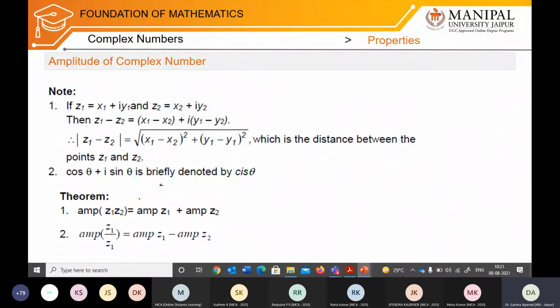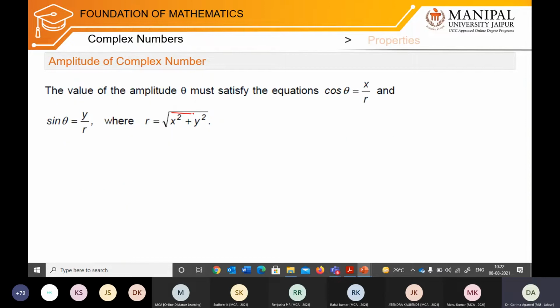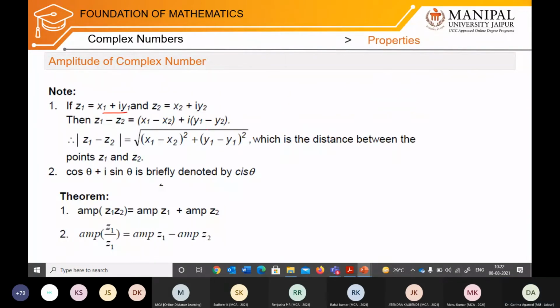Now we have a few properties of amplitude. Let's say we have two complex numbers z1 and z2. The subtraction of z1 and z2 can be written by this equation, and the mod is given by this, which is known as the distance between the 2 points z1 and z2. Cos theta plus iota sin theta can be briefly written as cis theta.